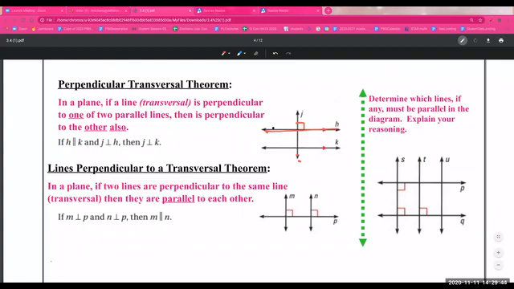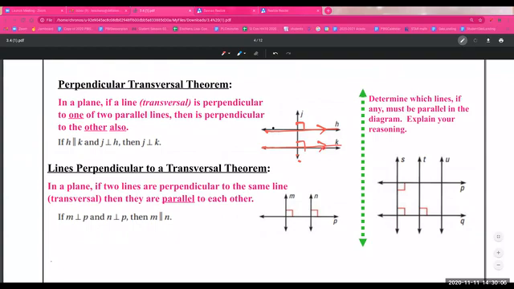So if we know that H and K are parallel, and we do because they have those arrows, then if J is perpendicular to H, J will be perpendicular to K. So when we start out with parallel lines, if a transversal is perpendicular to one, it will be perpendicular to the other.